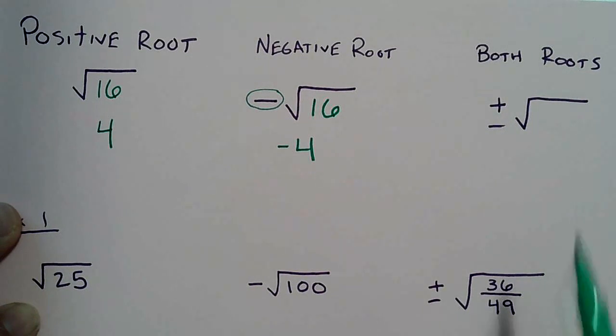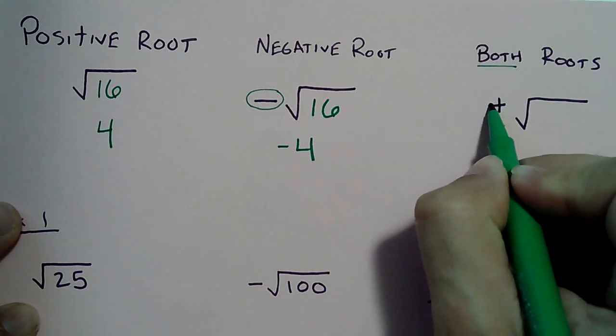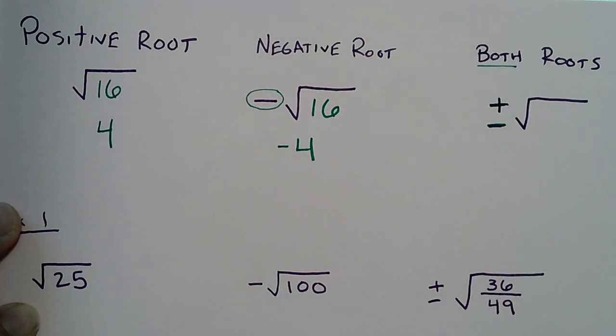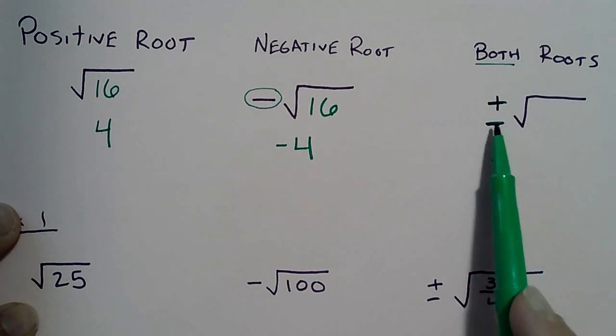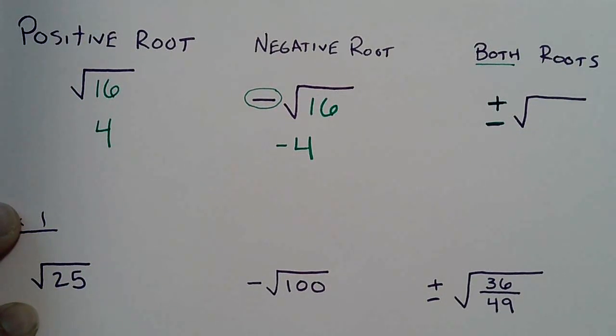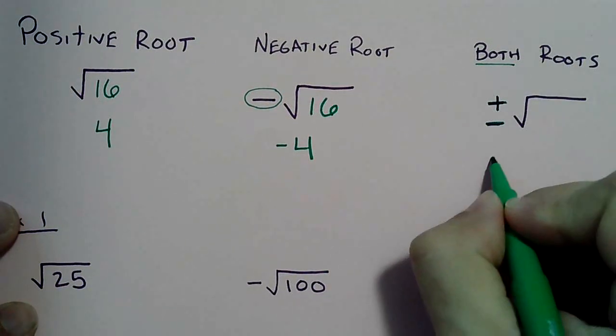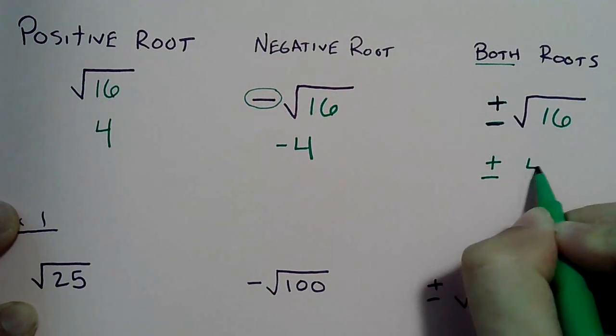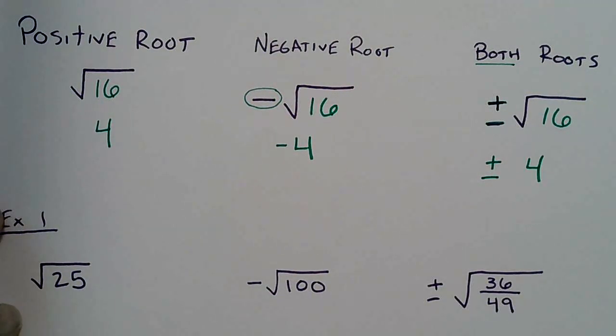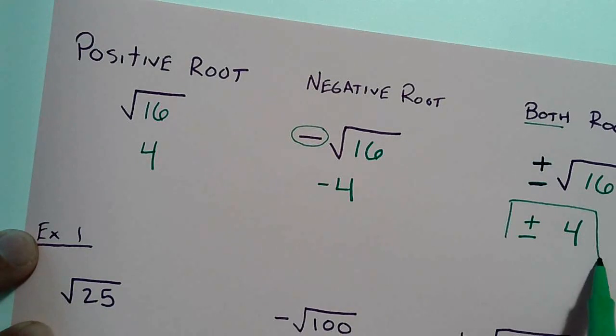And then the last one, both roots. For both roots, we put a plus sign and a negative sign in front of the radical. The way we can read this is plus or minus, meaning do the positive or do the negative. So if it was 16, it would just be plus or minus 4. And that's how we would read that, plus or minus 4.